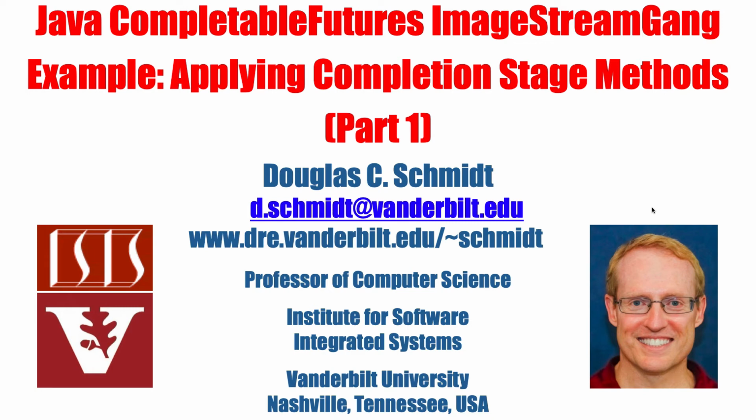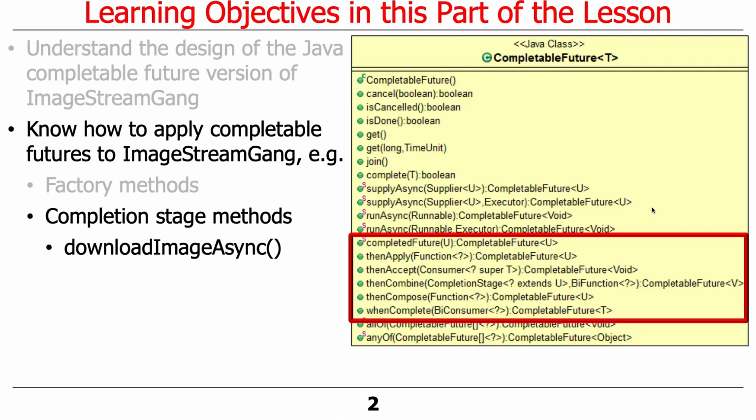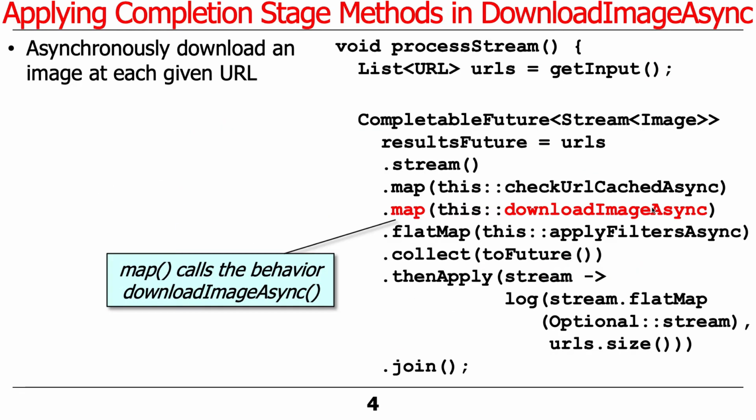So now that we've talked about factory methods and how we can use a factory method to set the wheels in motion, let's start talking about all the completion stage methods that get called by later stages in this sequential stream pipeline. And we're going to start by talking about the download image async method, which uses some completion stage methods.